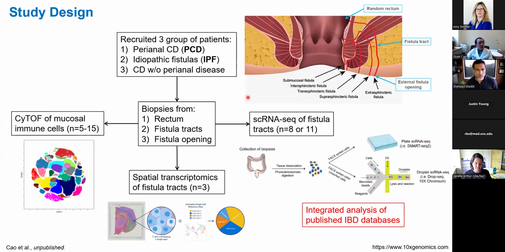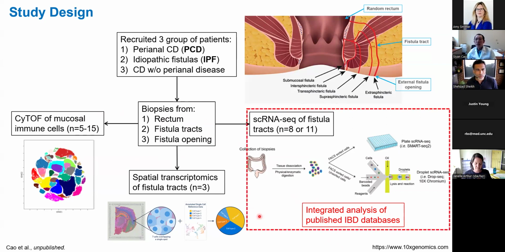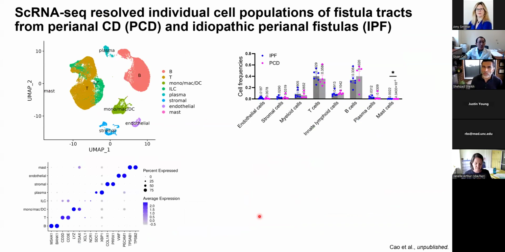So this is our study design. We recruited 3 groups of patients: perianal Crohn's disease, Crohn's disease without perianal disease, and patients with idiopathic perianal fistulas. And we collected biopsies from the fistula tract, rectum, and fistula opening for single-cell analysis, CyTOF, and spatial transcriptomics. And we also performed integrated analysis of published IBD datasets. And due to time, I'm just going to mention the single-cell findings from this study.